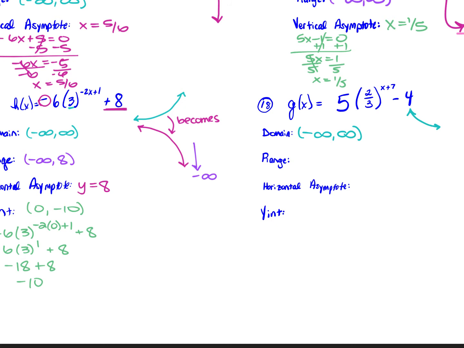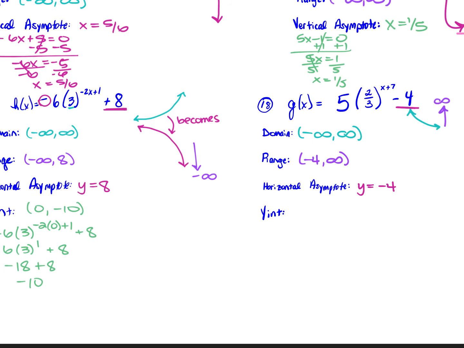Your range, you need your horizontal asymptote first. You have that minus 4, so y is equal to negative 4. This graph, or this line, is going down. Or sorry, no, it goes up. It goes up, not down. It goes to the right and up. So if it goes up, it goes to positive infinity, which means our range is going to go from negative 4 to positive infinity.